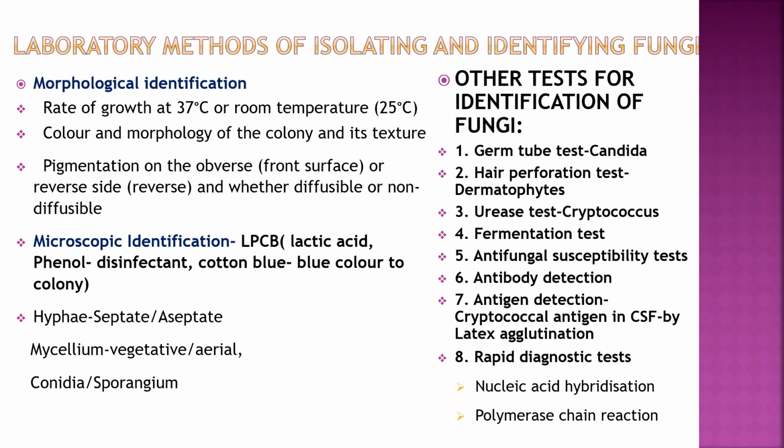Laboratory methods for identifying fungi. Morphological identification: rate of growth at 37 degrees or at room temperature, 25 degrees Celsius; color and morphology of the colony and its texture; pigmentation on the obverse, that is the front, and the reverse, that is the backside, whether diffusible or non-diffusible. Microscopic identification: an LPCB mount is done, that is lactophenol cotton blue, with lactic acid, phenol, and cotton blue for coloration. In that we can see hyphae that are septate or aseptate. Aseptate hyphae are in Mucor, septate hyphae are in dermatophytes. Mycelium, vegetative or aerial, conidia or sporangium.